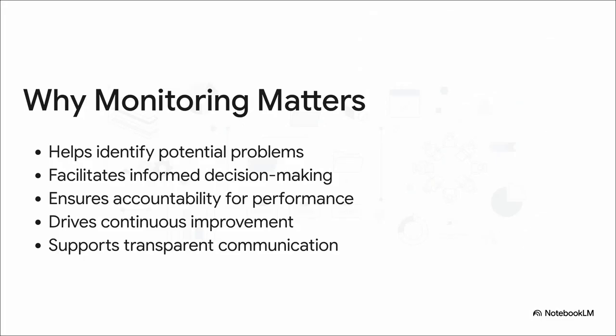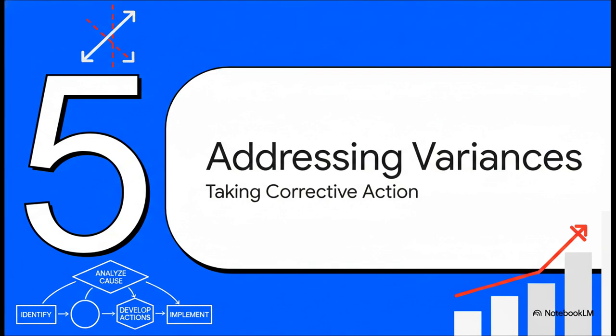And that's exactly why keeping a close eye on these variances is so important. It lets you spot trouble before it gets out of hand. It gives you the hard data you need to make smart, informed decisions. It makes sure people are held accountable, it pushes everyone to get better, and it creates a culture of open, honest communication.